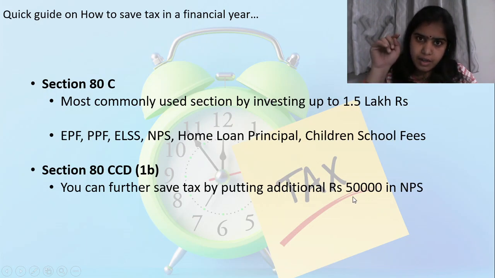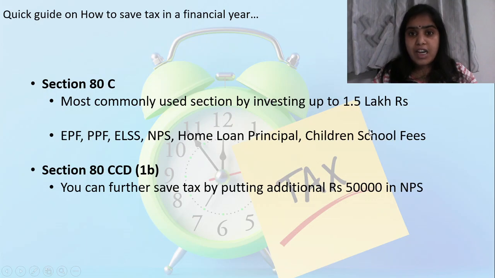If you are putting it in NPS only, then this 1.5 lakh, apart from the contribution in NPS which you have done under section 80C. If you are not doing anything else, if you have not bought any home, you have not invested in any mutual fund under section 80C or ELSS scheme, you are not working anywhere, so no provision of EPF or PPF.